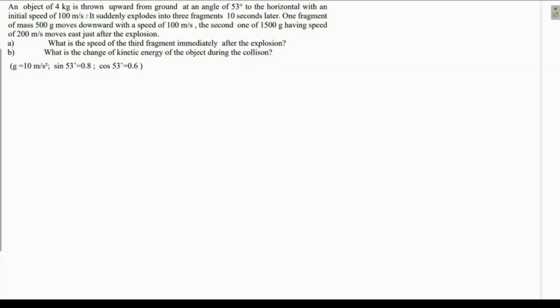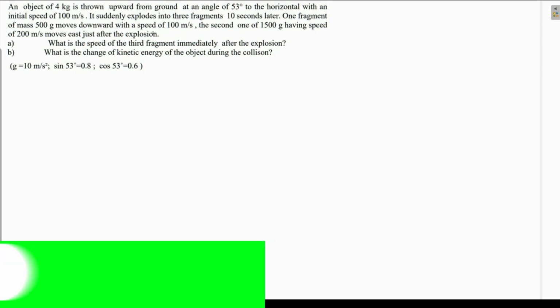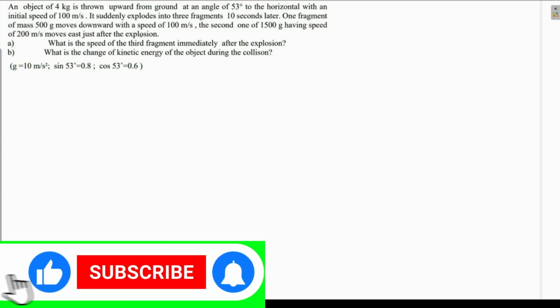An object of 4 kilograms is thrown upward from the ground at an angle of 53 degrees to the horizontal, with an initial speed of 100 meters per second. It suddenly explodes into three fragments 10 seconds later.